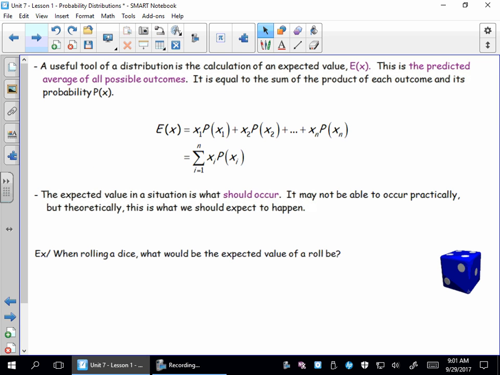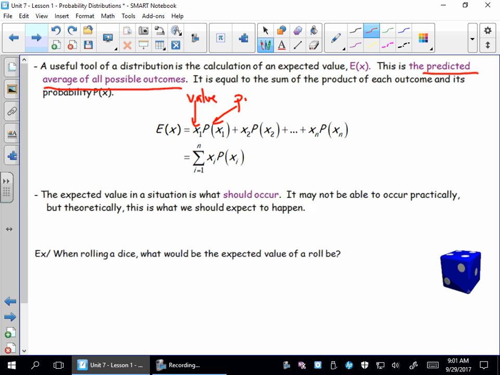The expected value, as we were just saying, is a predicted average of all possible outcomes. It's a theoretical number. The way we can find it is by taking the value of something and multiplying it by its probability, and doing that for each different outcome. So outcome 2, outcome 3, outcome 4, all the way to the end, however many outcomes there are. Now the number you get isn't a number that can practically happen most of the time. It's a theoretical number. It's what should occur.